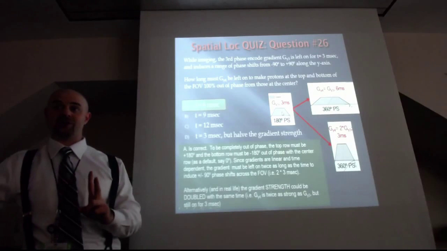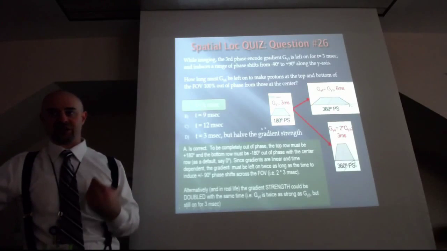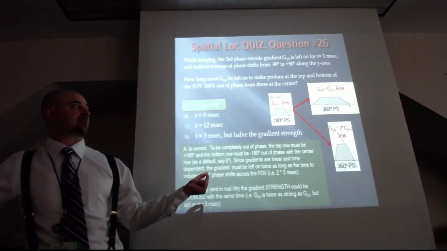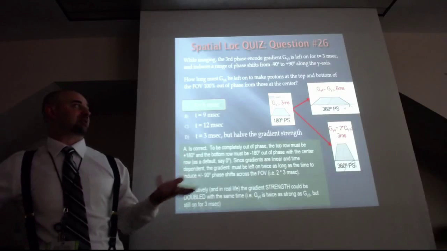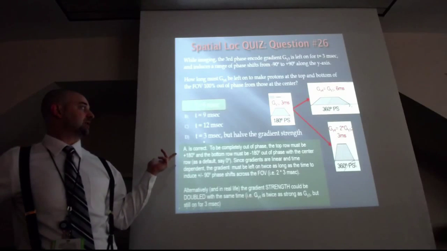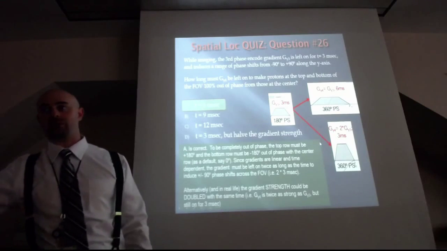Now, there are two ways to do that. You can leave it on for the same time and double the strength, so twice the strength for 3 milliseconds, or same strength with 6 milliseconds. Okay, so the answer is 6 milliseconds. Because it was 3, then you could double the gradient strength. Make sense?